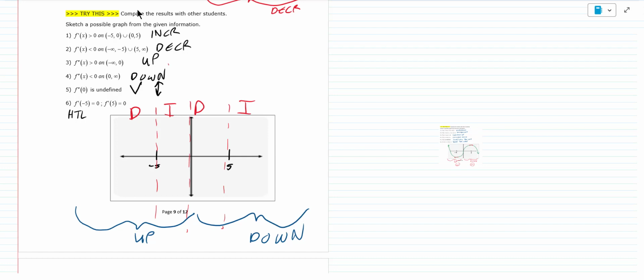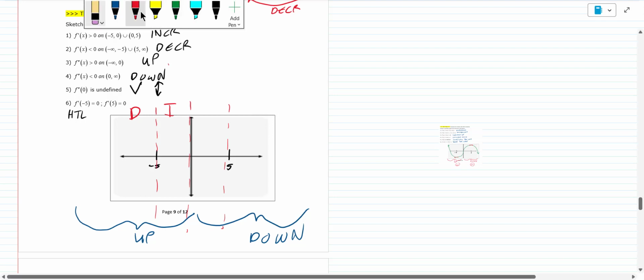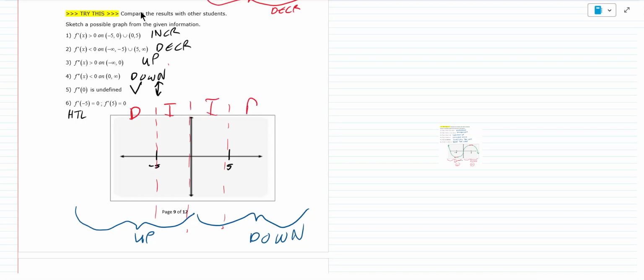Now what's going to happen from there? Hold on, did I get that right? I think this is, no, this should be increase, increase, then decrease. So I put that in wrong. Okay, so it's going to go like this. Let me adjust that here. Okay, so that's how that goes.